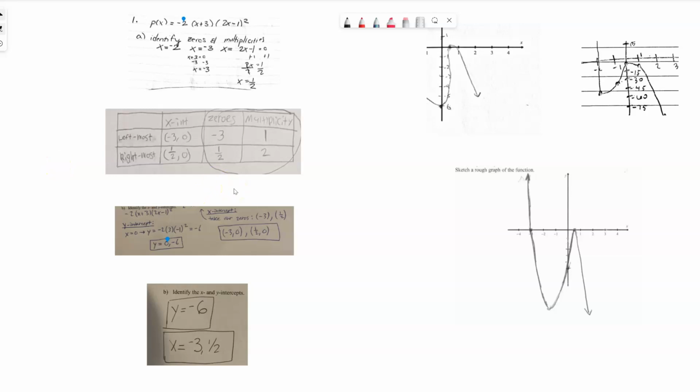All right, let's take a look at the comments on the section 2.2 written homework. First off, problem number 1. We have a polynomial in factored form and we're asked to identify the zeros and multiplicities.